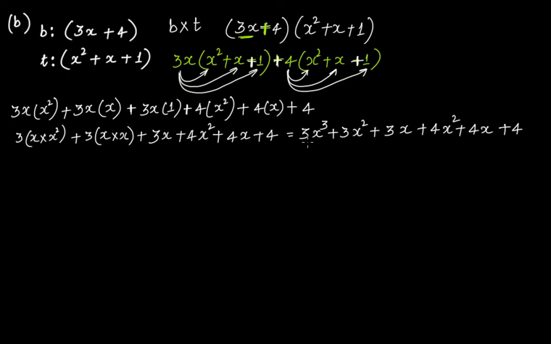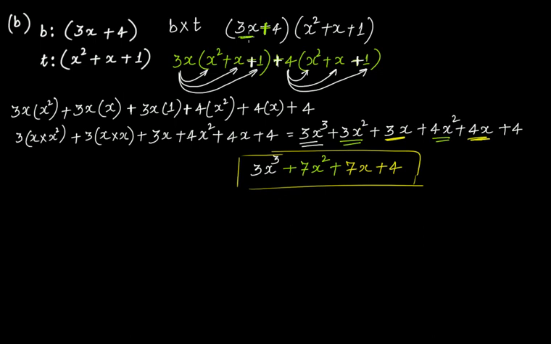Now here you have 3x cubed, right? 3x cubed. Then if you look at these two terms, 3x squared and 4x squared, these are two like terms. Why? Because this term has x squared as the algebraic factor, and here also you have x squared, the same algebraic factors. So you'll add them together, you'll get 7x squared. Now plus if you look at 3x and 4x, again two like terms, add them together, 7x, then we are left with 4, so add 4 here. So this is the answer, the product of this multiplication.